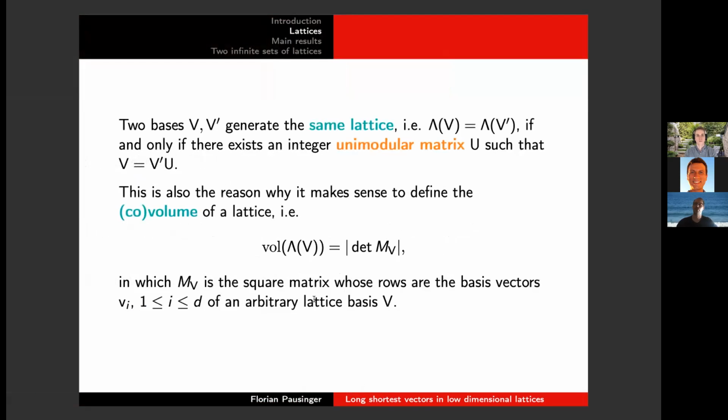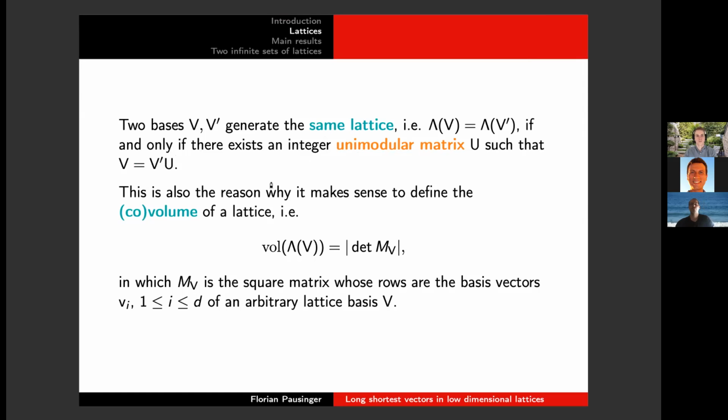Now, the first interesting notion here is that two different bases, V and V prime, generate the same lattice if and only if there exists a unimodular matrix U such that one basis can be transformed into the other basis via matrix multiplication. So just to recall, unimodular means that the determinant is 1 and the entries of the matrix are all integers.